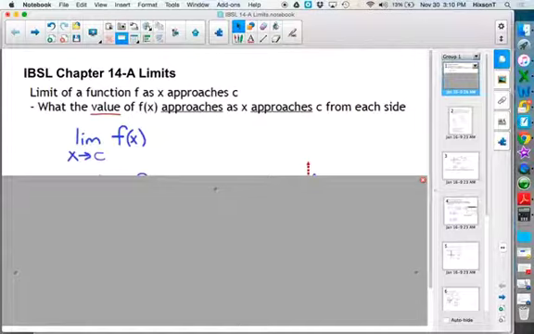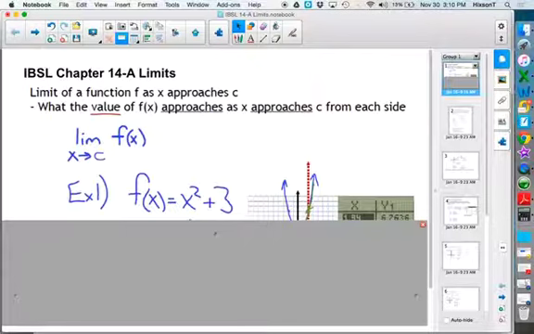Now, your limit is always going to be a value of y. That's what we're trying to find. What's the value of y as x is getting really close to a particular value?